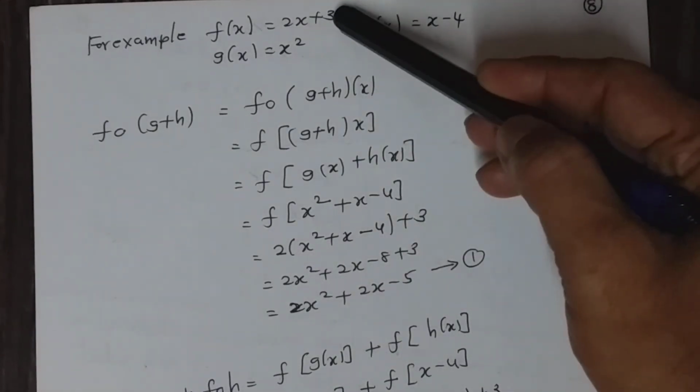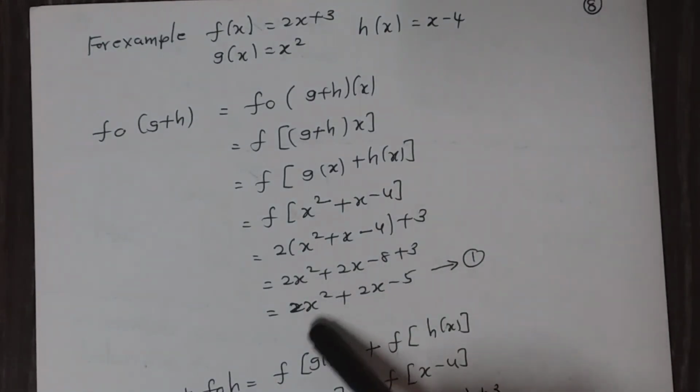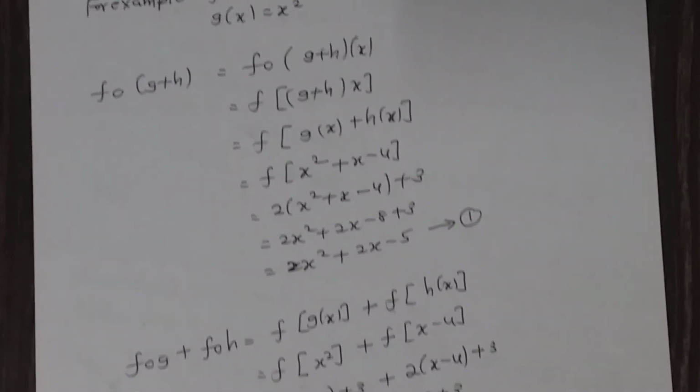Plus 3 is this plus 3. Now 2x square plus 2x minus 8 plus 3. So 2x square plus 2x minus 5. This is the first part, the LHS part. Then you have to show that this is not equal to f circle g plus f circle h. This is not equal to f circle g plus f circle h. You have to prove it. So how will you prove that?